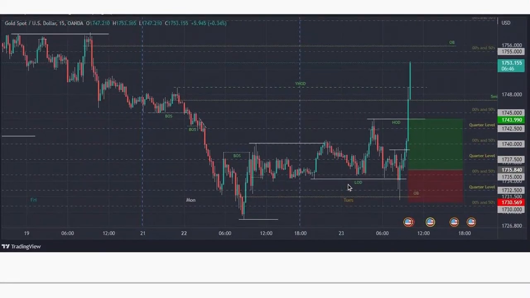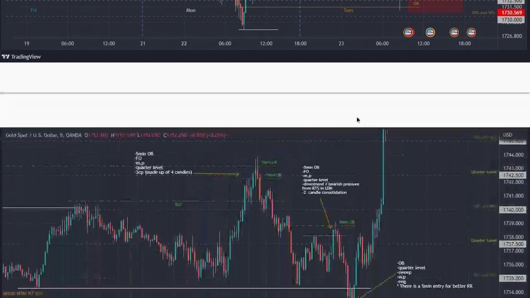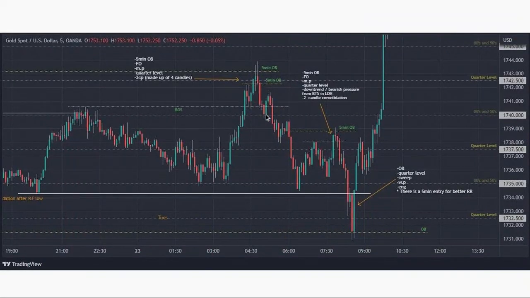And there we have it, folks. Price not only reached the high of the day, it did go beyond it, tapping into this order block and the previous day's high. Now, this chart here goes into detail as to the confirmations on the 5 minute chart.